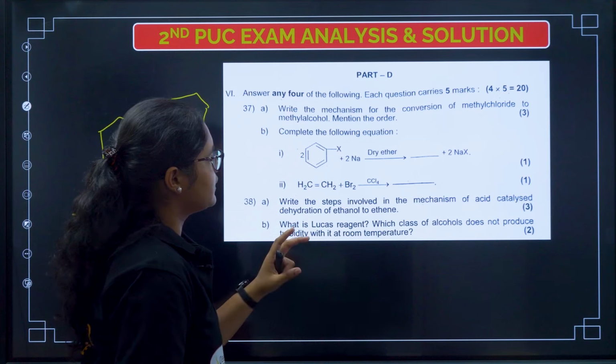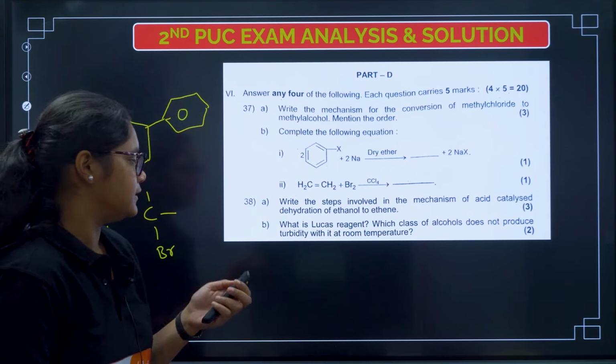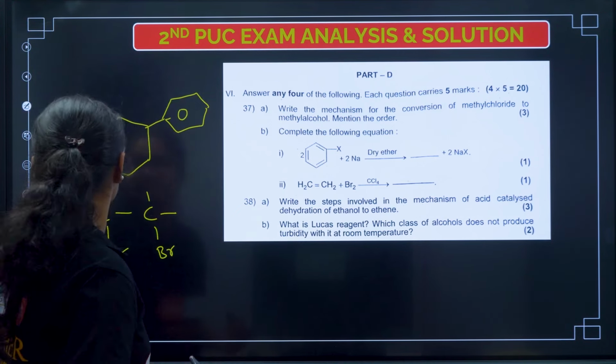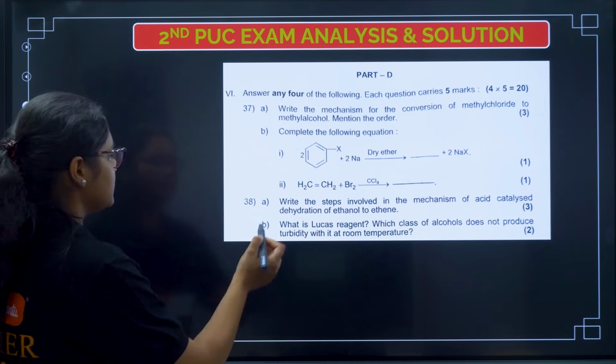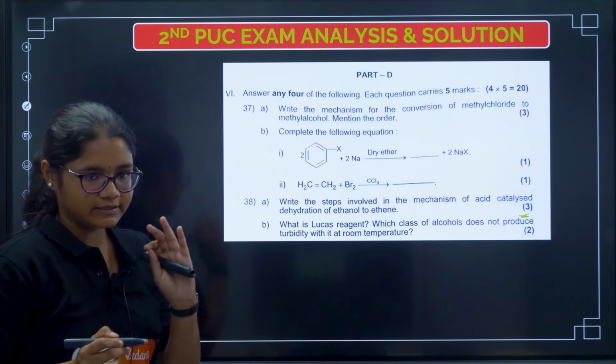Write the steps involved in the mechanism of acid catalyzed dehydration of ethanol to ethene. So this mechanism is directly there in your NCERT book. Many a times this question comes. So let us see quickly. First step is, so you can see this is a 3-marker question. It will have 3 steps, right?